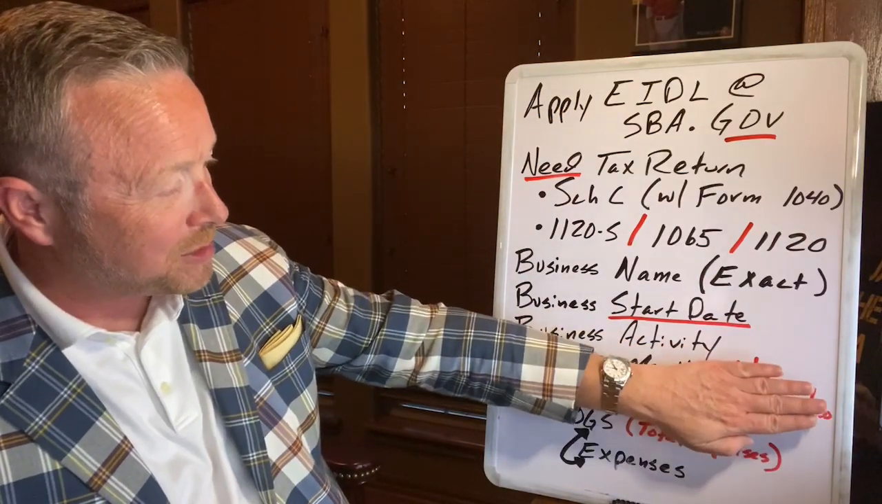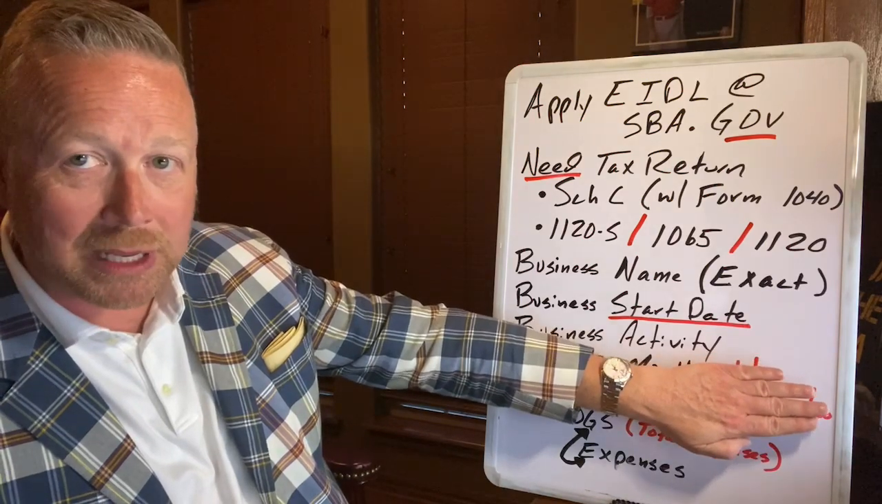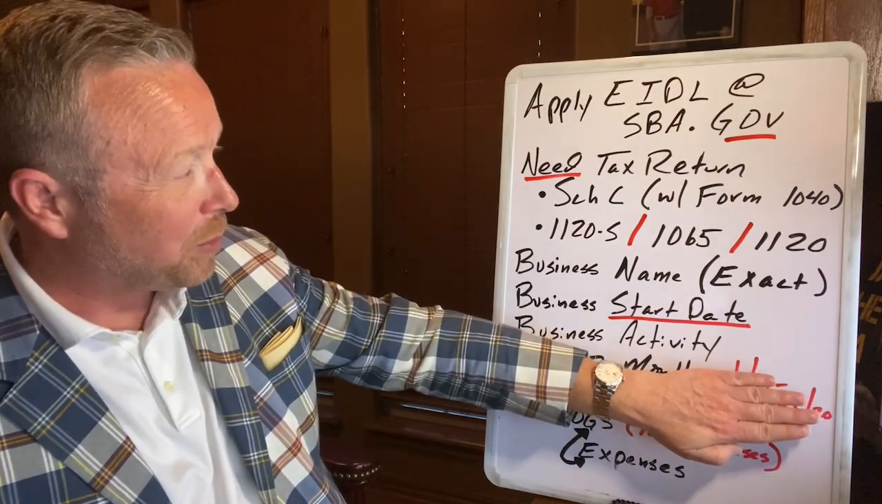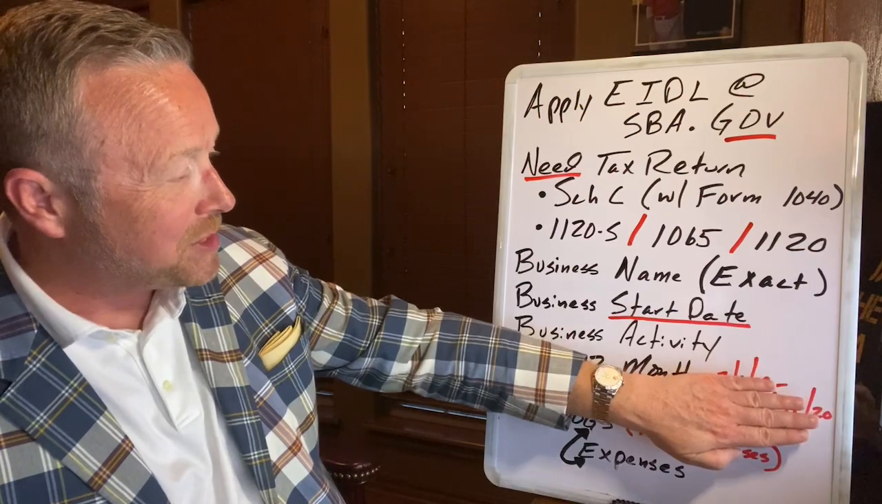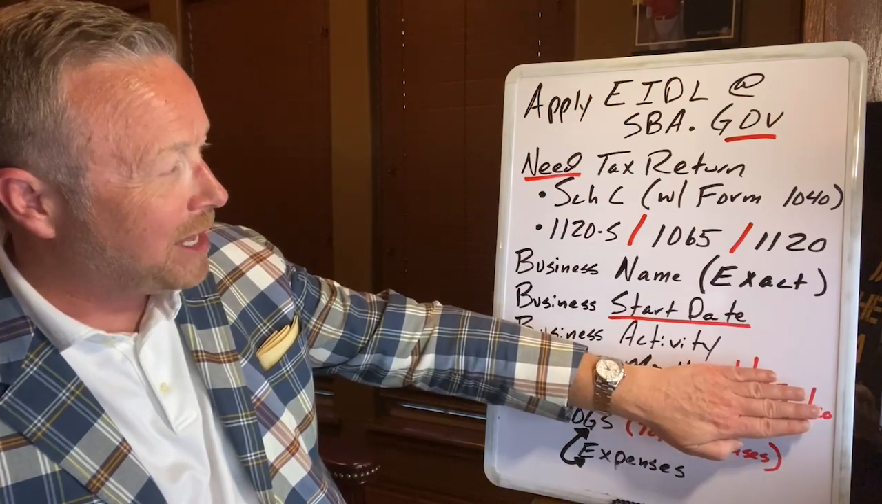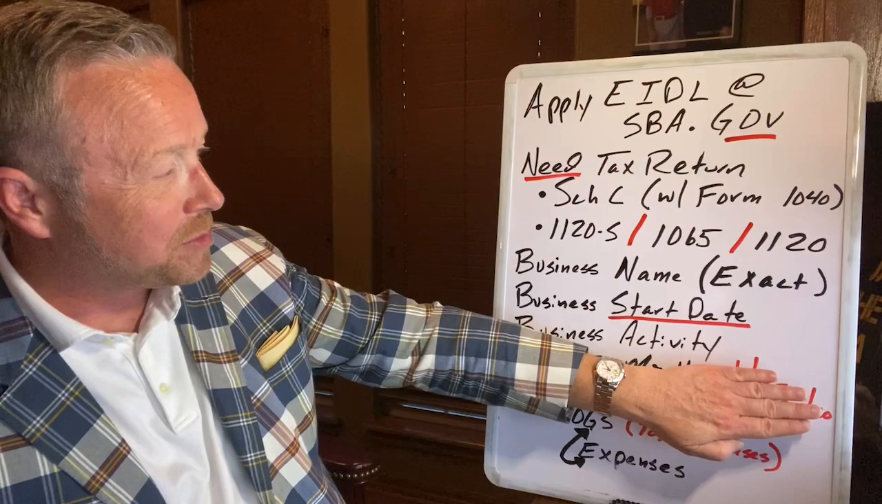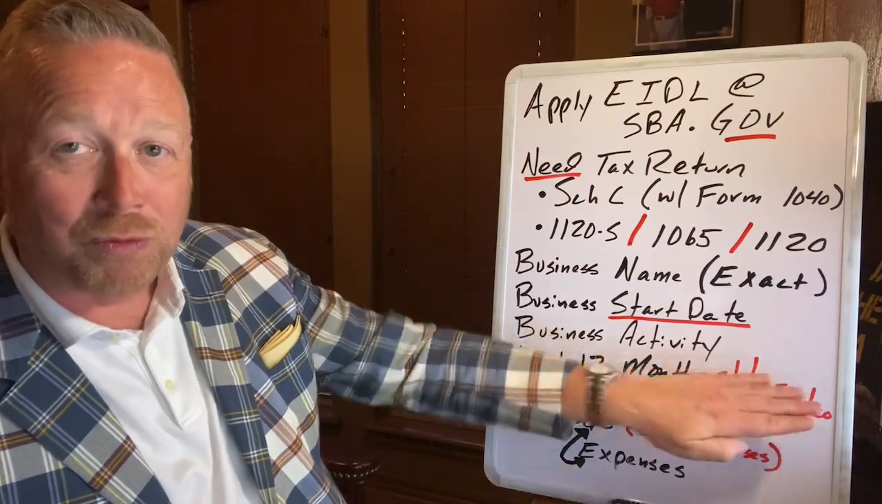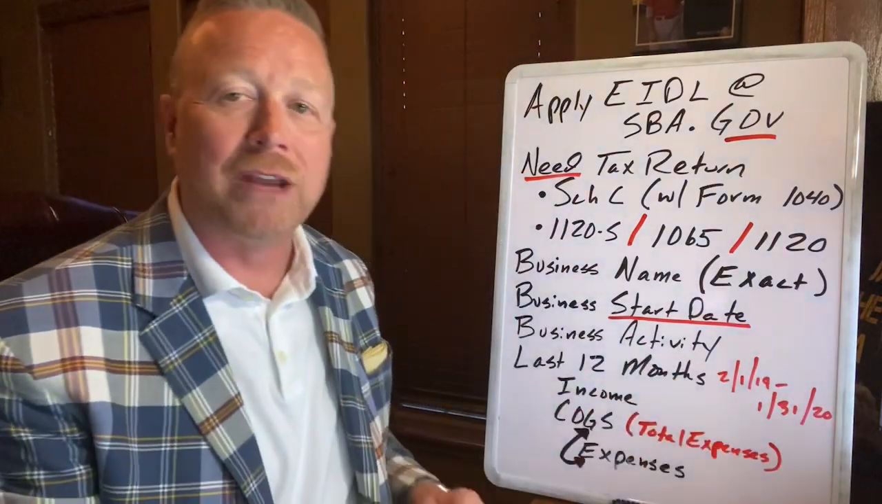These are the key things that you want to be exact. Not the income and the expense, okay? Even though, yes, it should be as accurate as possible, but the business name and the start date and the activity as reported on there, I think, is the most key in terms of them matching to information, okay?